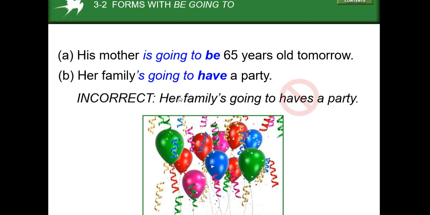Look, this is incorrect: her family is going to harvest, not harvest. Remember, we have to put the verb here in the base form, okay? Have, do, work, study. You don't have to conjugate the verb after the words going to. The verb remains the same. Have, study, do, drink, dance, play, call, or whatever, okay? So this sentence here is incorrect.